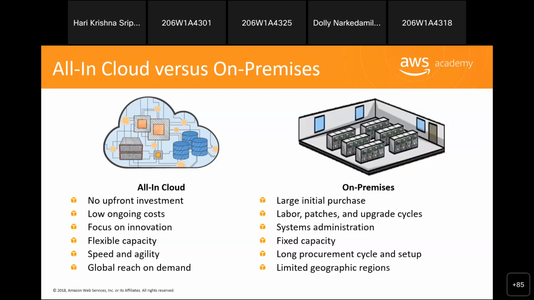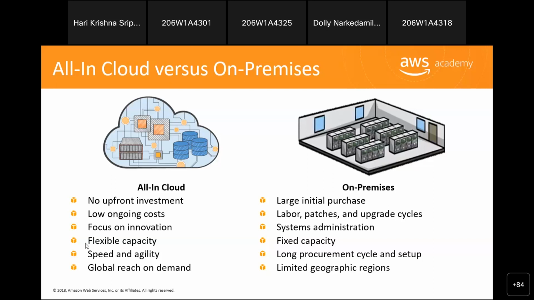And focus on innovation. Simply, you can change this term to focus on software development, right? Focus on software development. You only need to worry about your software development. The rest, regarding hardware and hardware solutions, you can leave, right?